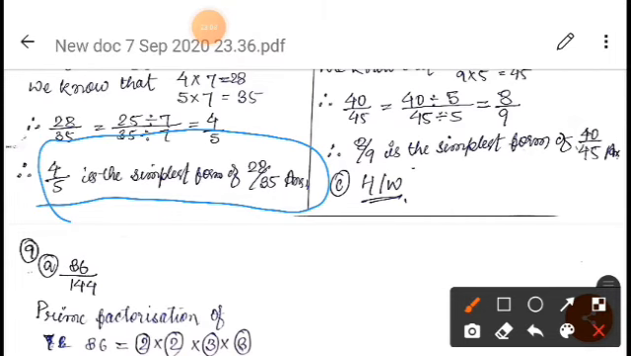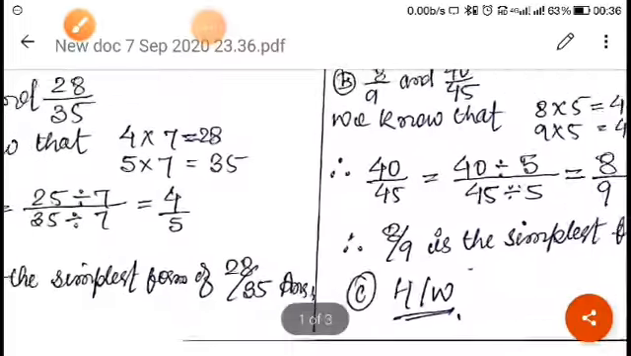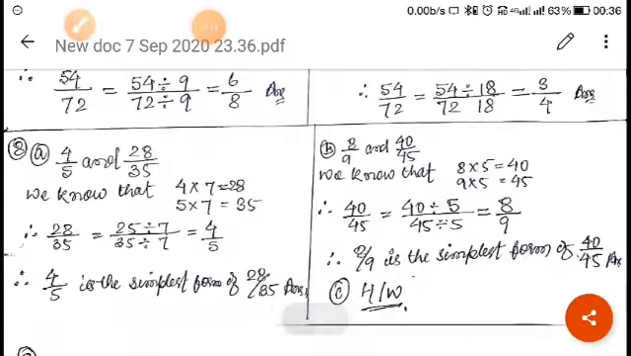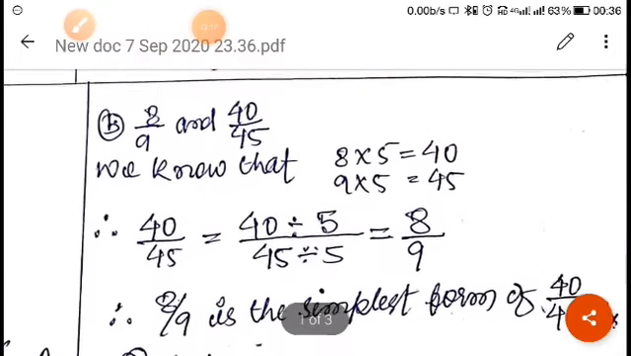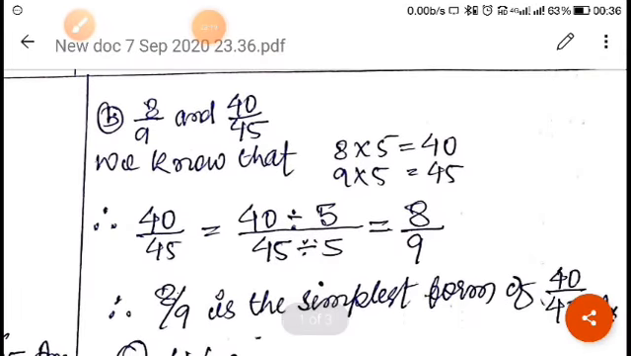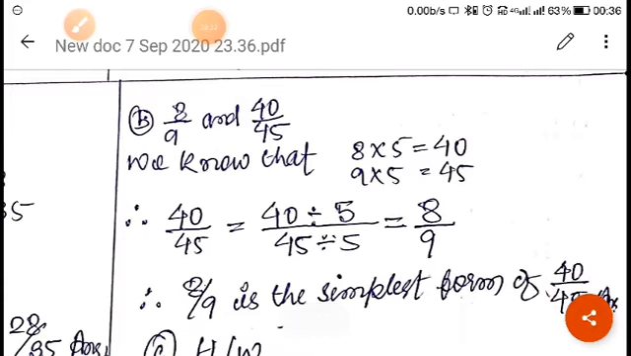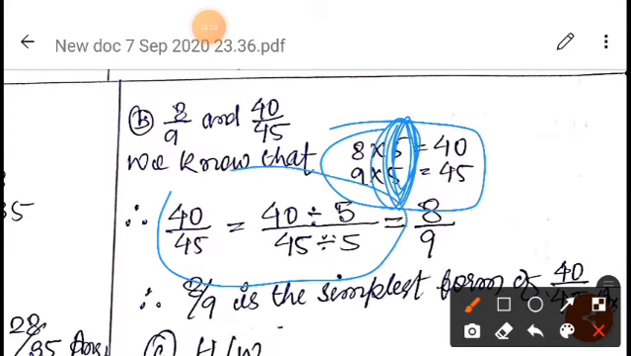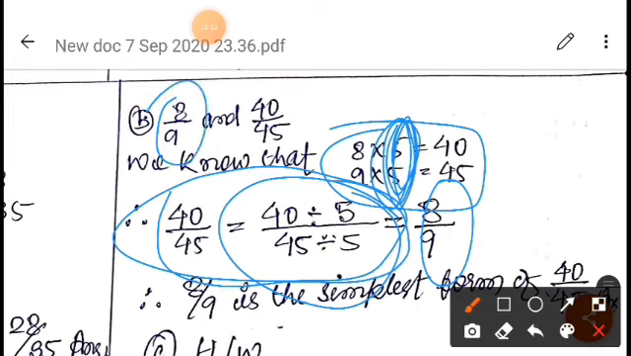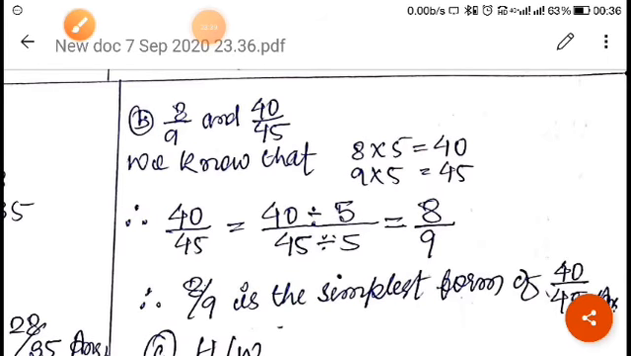I hope you have understood this. Okay, again in question number B, here also you can see it is the same. We know that 8 into 5 is 40, and 9 into 5 is 45, right? So this 5 is common, which is the GCF. So we will divide this 40 by 5 and this 45 by 5. We will get 8 by 9. So we can say it is the simplest form of 40 by 45, right? I hope you have understood this.